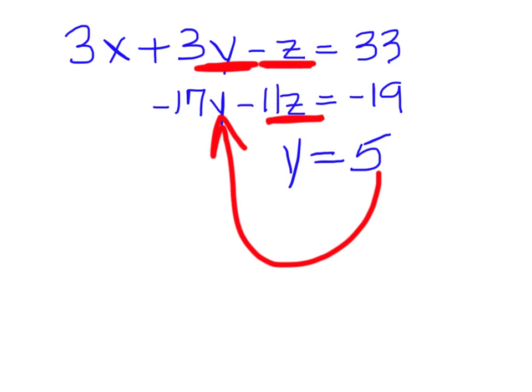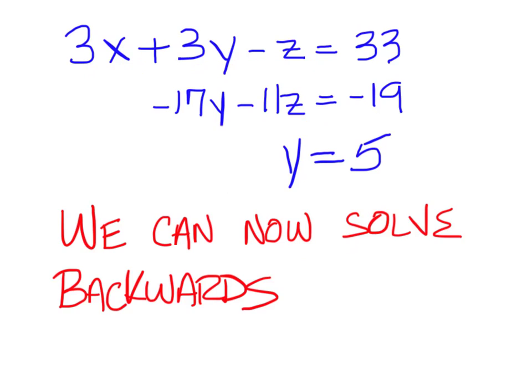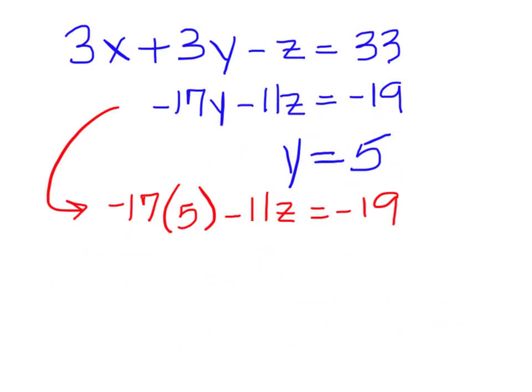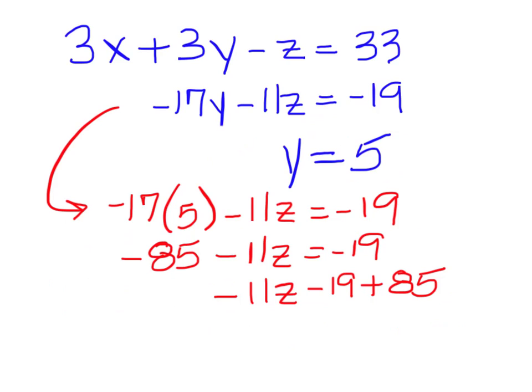You're just working your way back up the problem. So now let's solve backwards. So plug the 5 into y in the equation above it. And so you have negative 17 times 5 minus 11z equals negative 19. That's a negative 85 on the left. And move it to the right and make it plus 85. You're just solving a simple equation. Simplify that right side. Negative 19 plus 85 is 66. And divide the 66 by negative 11. Your answer should be negative 6 for z.